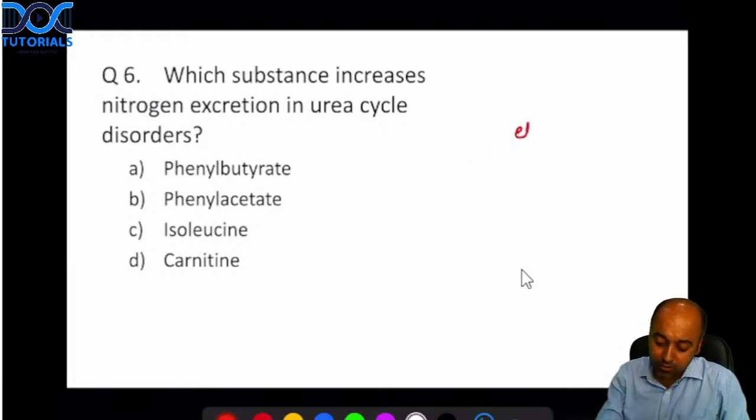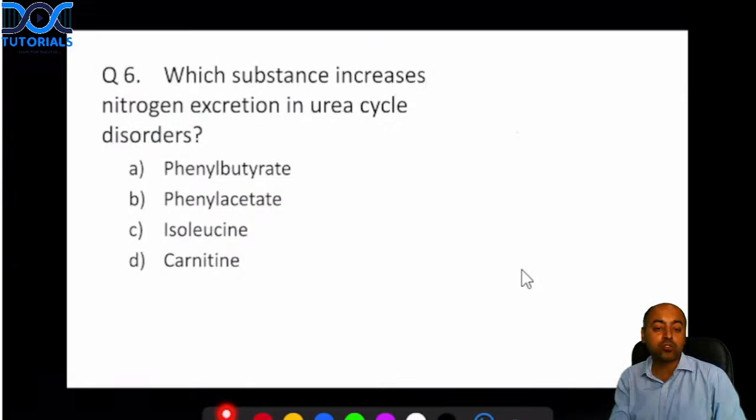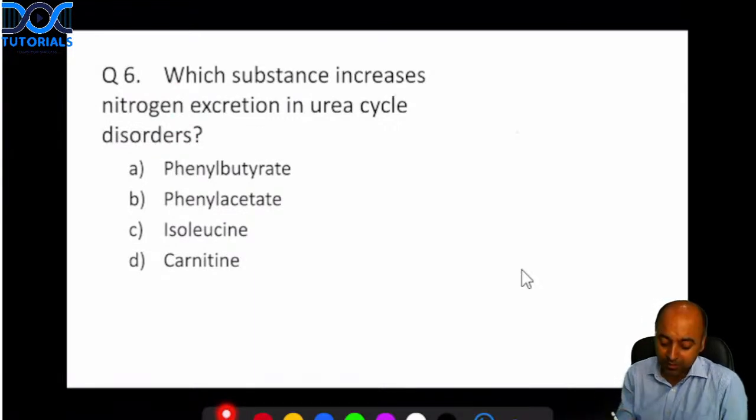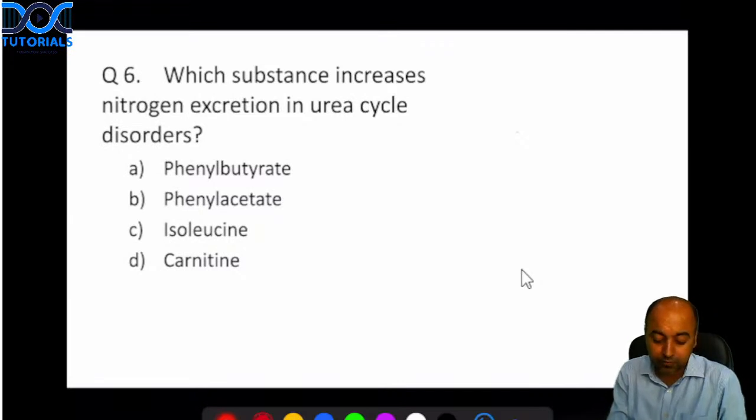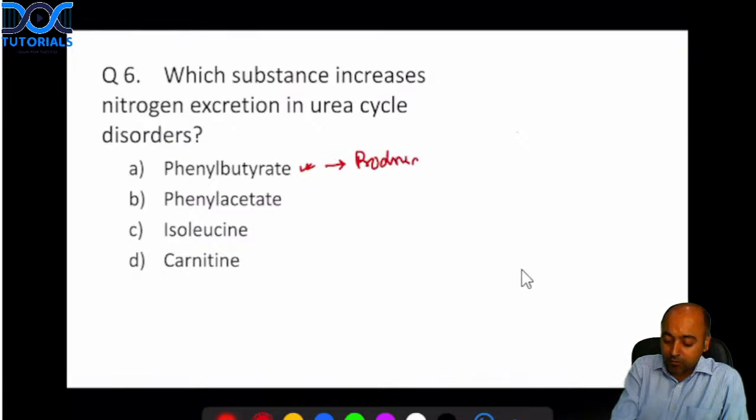Which substance increases nitrogen excretion in urea cycle disorder? Again, very important, commonly asked question. Urea cycle disorders are a hot favorite of the examiners. So here you have to remember the answer: commonly the students will mark phenylbutyrate. But what you have to remember is that phenylbutyrate is actually a prodrug.